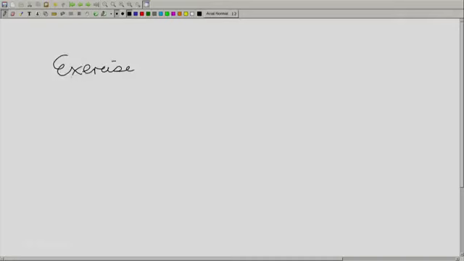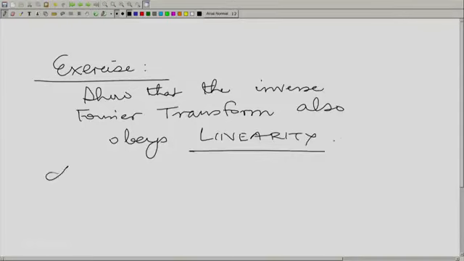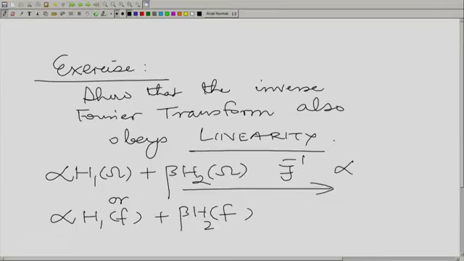Anyway, the exercise that I am going to leave for you to do is as follows. Show that the inverse Fourier transform also obeys linearity. In other words, alpha times H1 omega plus beta times H2 omega, or correspondingly with the cycles per second frequency, would have the Fourier inverse alpha times h1(t) plus beta times h2(t).